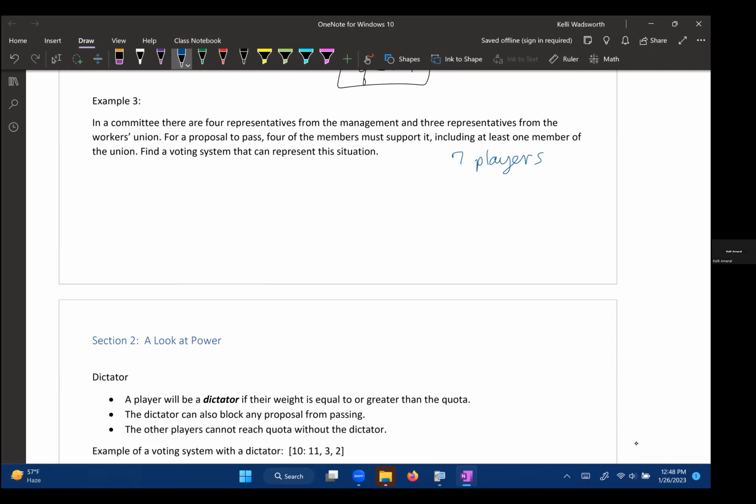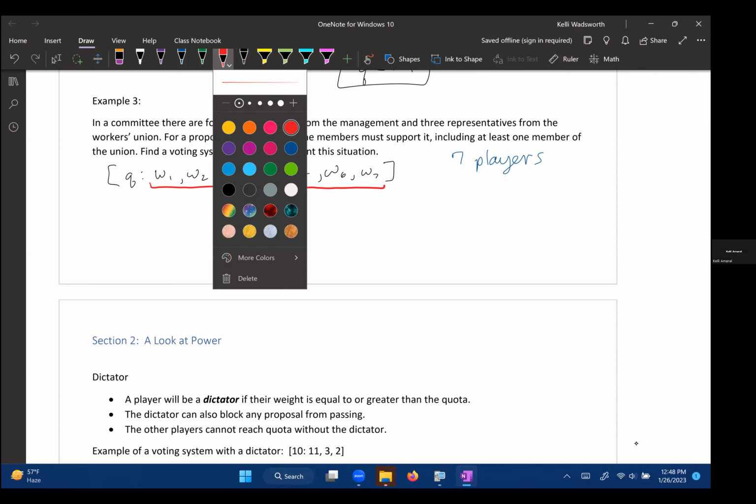They want us to find the voting system. Okay, so we want to be able to write something down that looks like this. We're gonna give a quota, and then we're gonna give the weight. So there's weight 1, weight 2, weight 3, weight 4, weight 5, weight 6, and weight 7. So our system is going to look like that, with a number for Q and numbers for all these W's.